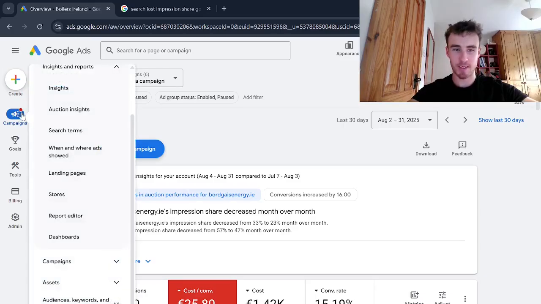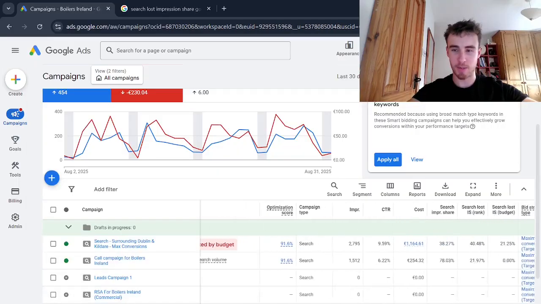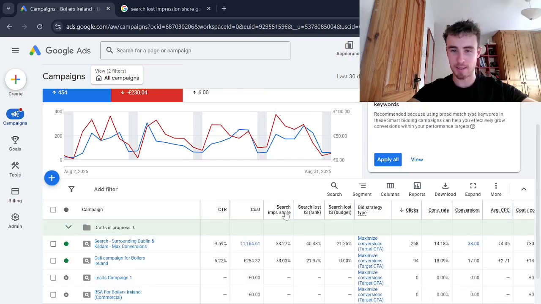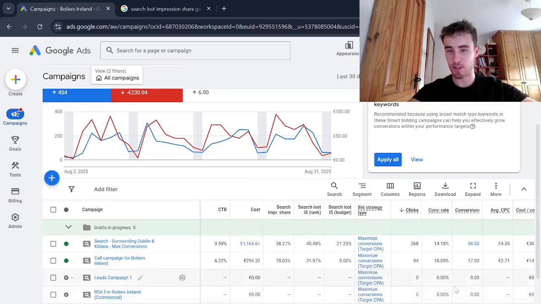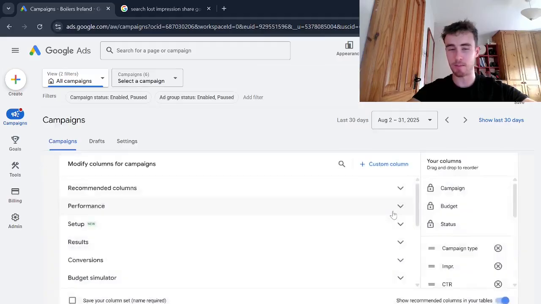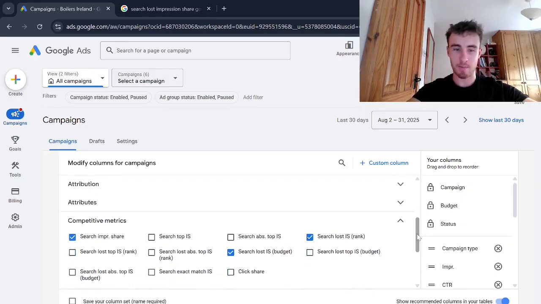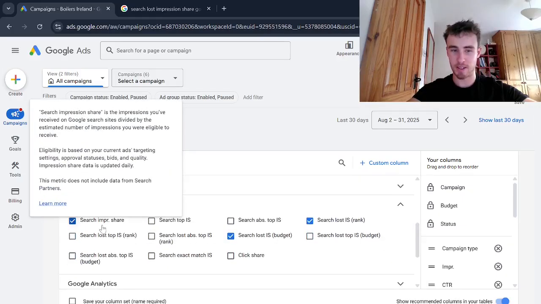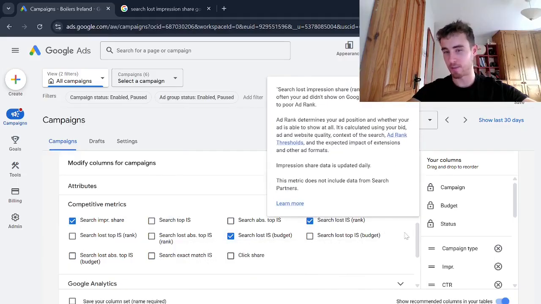And to find these metrics inside your Google Ads account, what you want to do first of all is go to campaigns and press campaigns again. And then when you see the active campaigns that you're running, you want to scroll across to see if you have your search impression share listed, and also search loss impression share due to rank and search loss impression share due to budget. But if you don't see those metrics, all you have to do is go to columns, modify columns. You can scroll down to competitive metrics then and make sure that these three core metrics here are selected. So search impression share, search loss impression share budget, and search loss impression share rank.